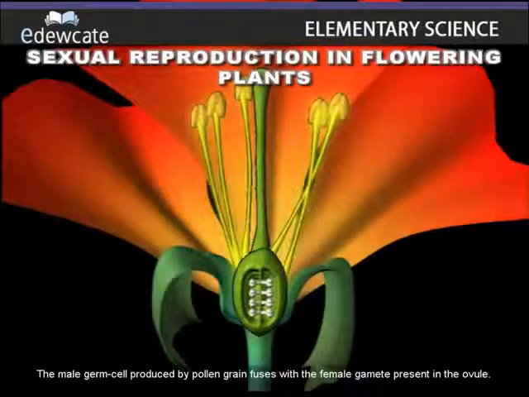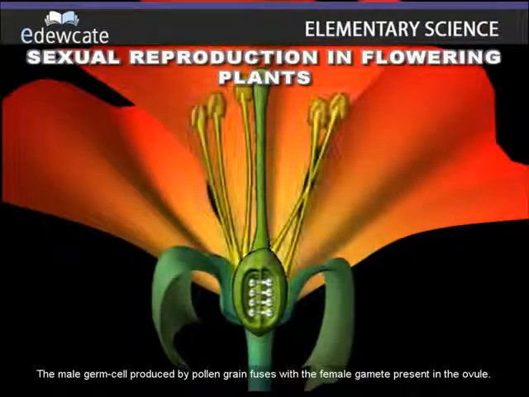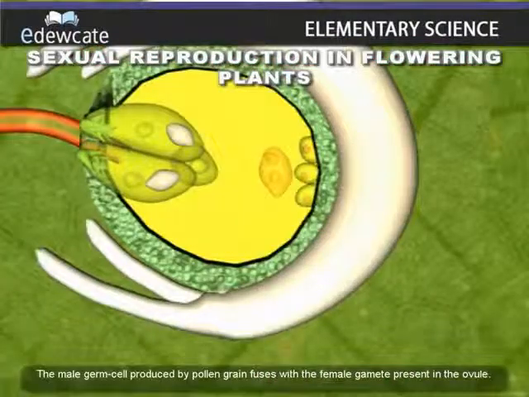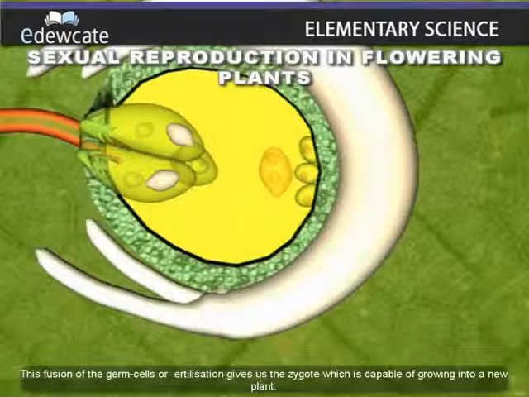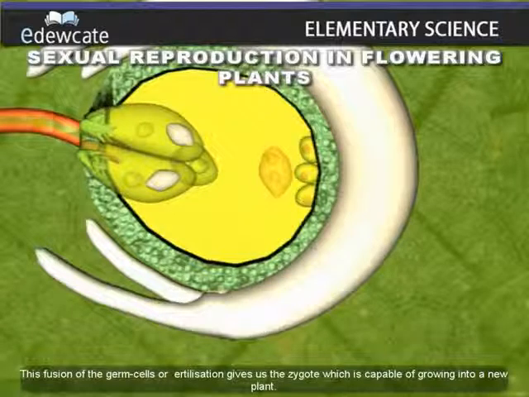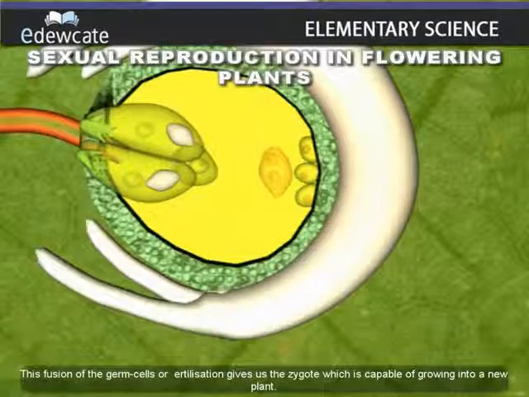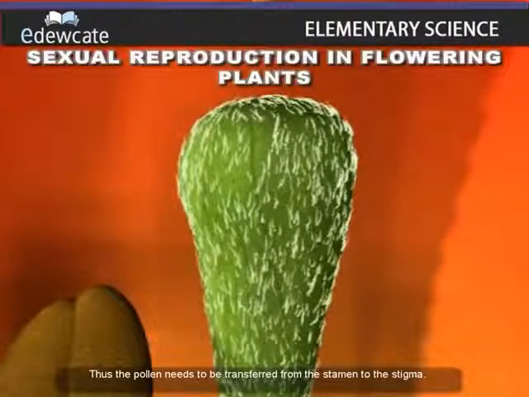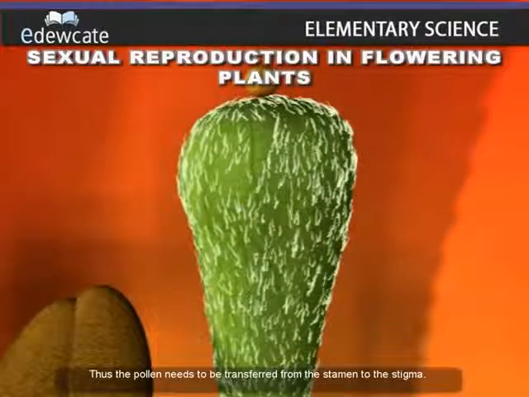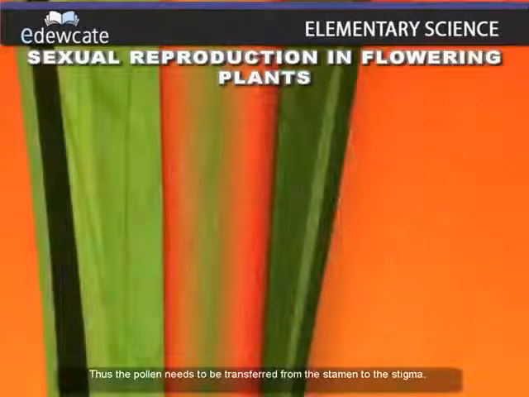The male germ cell produced by pollen grain fuses with the female gamete present in the ovule. This fusion of the germ cells, or fertilization, gives us the zygote, which is capable of growing into a new plant. Thus, the pollen needs to be transferred from the stamen to the stigma.